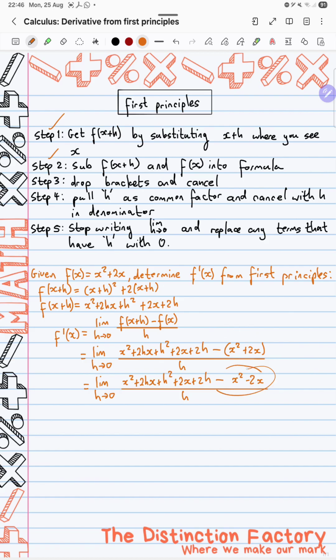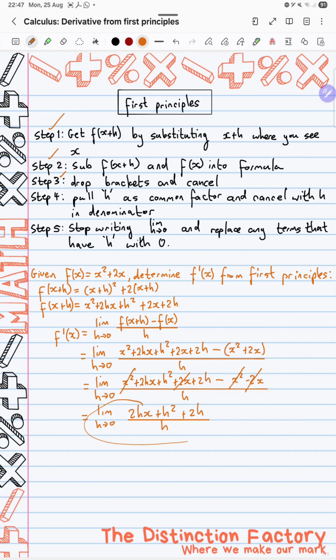And since these two terms came from the bracket, I'm going to look through the expression and see that x squared and the negative x squared can cancel, the minus 2x and the plus 2x can cancel. So at that point, what I'm left with is 2hx plus h squared plus 2h all over h. And now we are done with step 3, which is to drop the brackets and cancel whatever came from those brackets. Step 4 is to pull out h as a common factor.